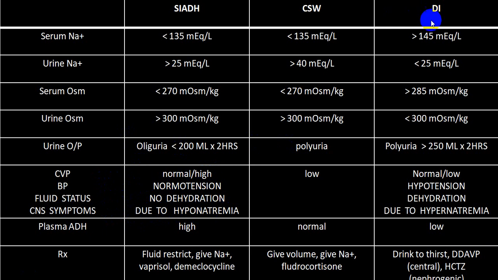While in case of diabetes insipidus, central venous pressure is usually low. Blood pressure, if water is not replaced, hypotension. Fluid status wise, there will always be hypovolemic dehydration, and along with that the person will have signs of hypernatremia. In SIADH, ADH hormone level is very high, while in diabetes insipidus, the ADH hormone level is low.